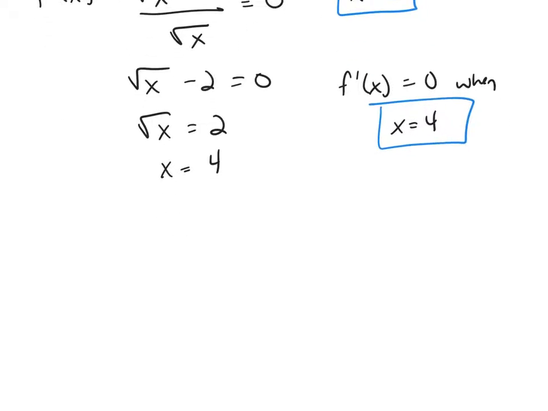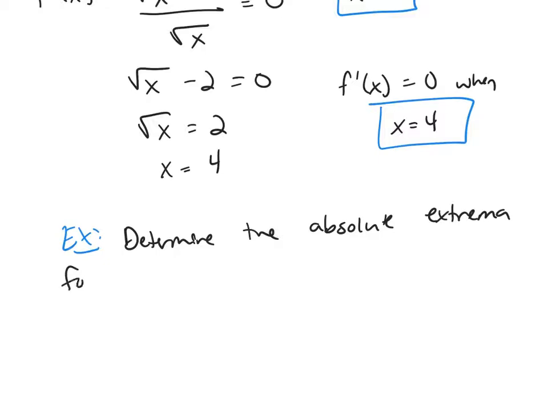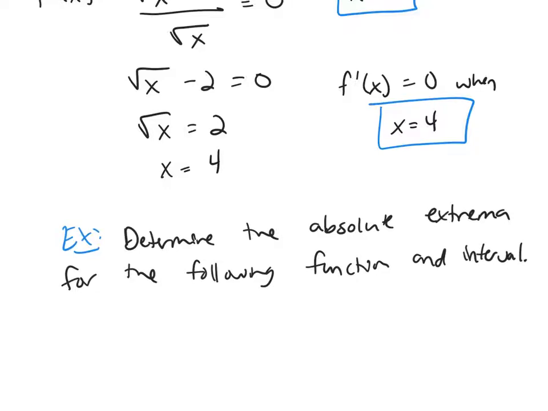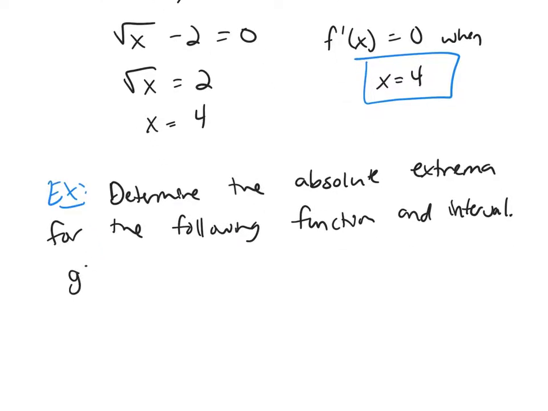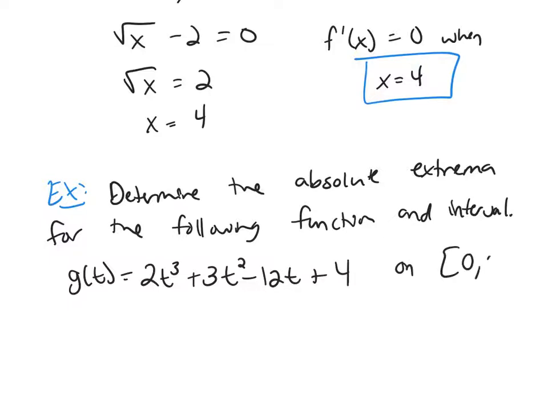So let's look at another example. Determine the absolute extrema for the following function and interval: g of t equals 2t cubed plus 3t squared minus 12t plus 4 on the interval 0 to 2.